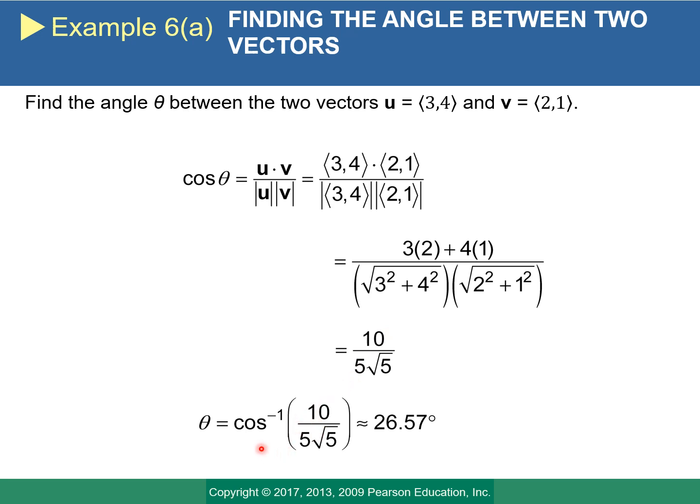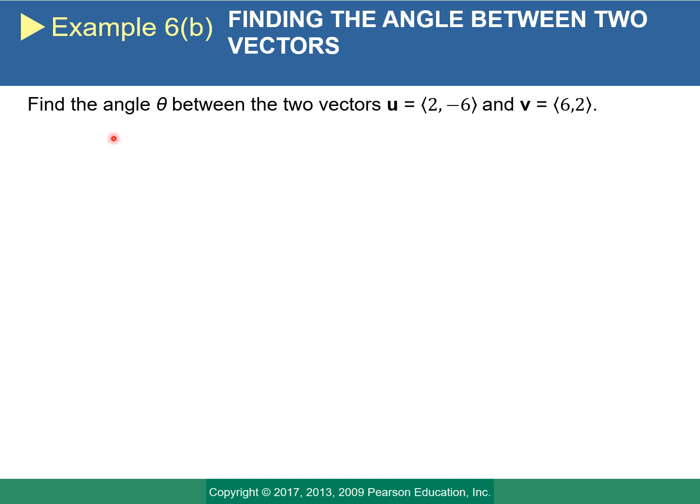And then you take cosine inverse, because remember, this was giving you cosine of your angle. But the question was, what is the angle? So this is not the answer until you take cosine inverse. So cosine inverse of this value, your angle between your two vectors is about 26.57 degrees.